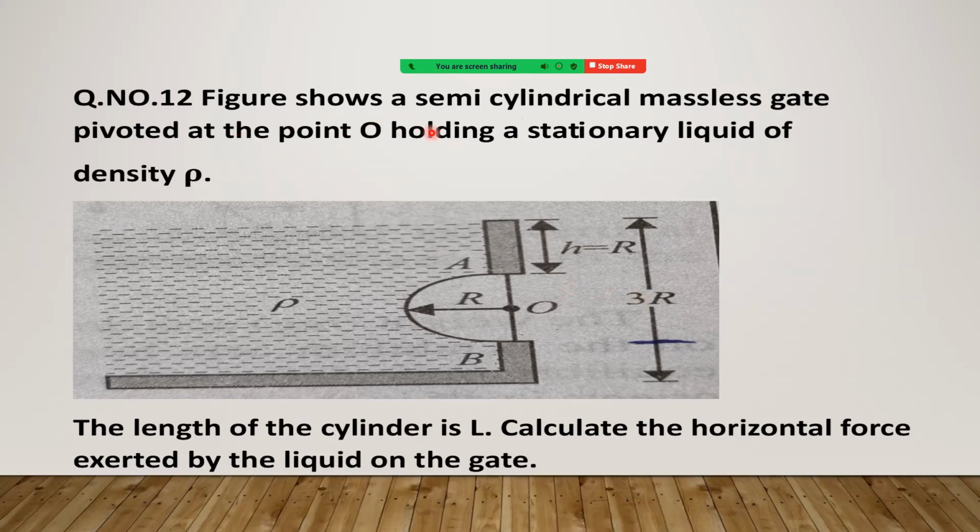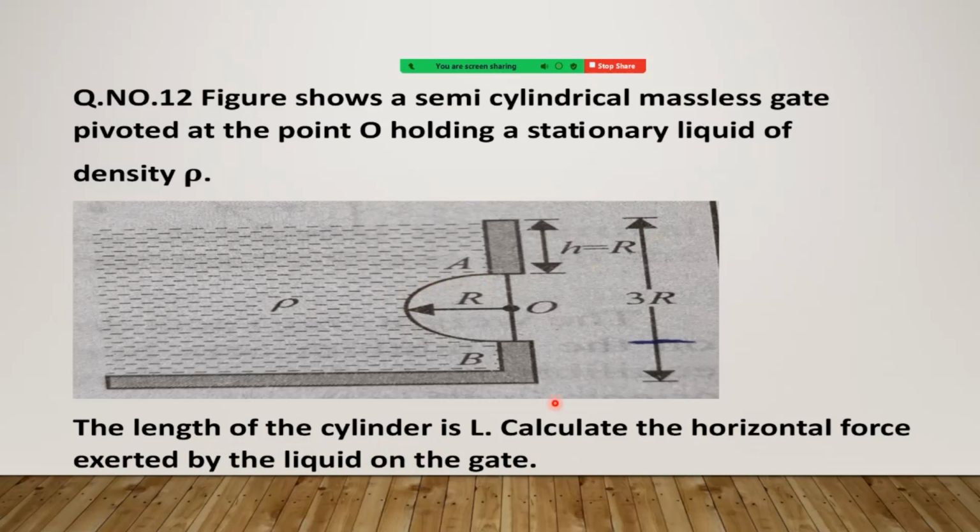Figure shows a semi-cylindrical massless gate pivoted at the point O, holding a stationary liquid of density rho. The liquid is stationary. This is a cylindrical gate, and the length is into the board, so it appears just like a semicircle. The length of the cylinder is L. Calculate the horizontal force exerted by the liquid on the gate.